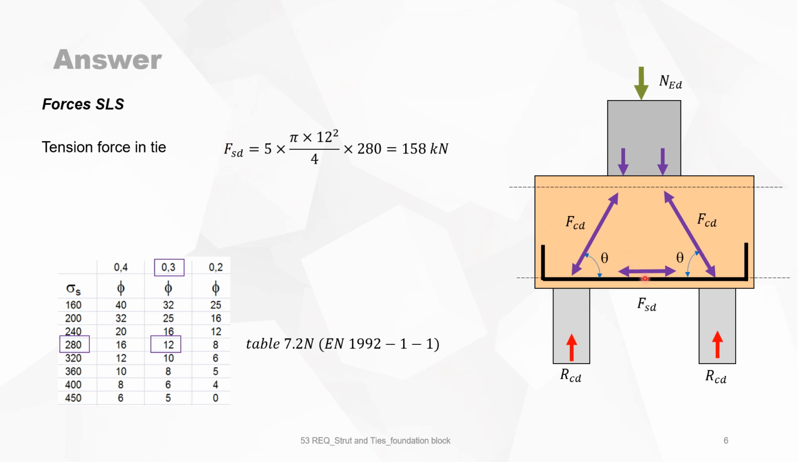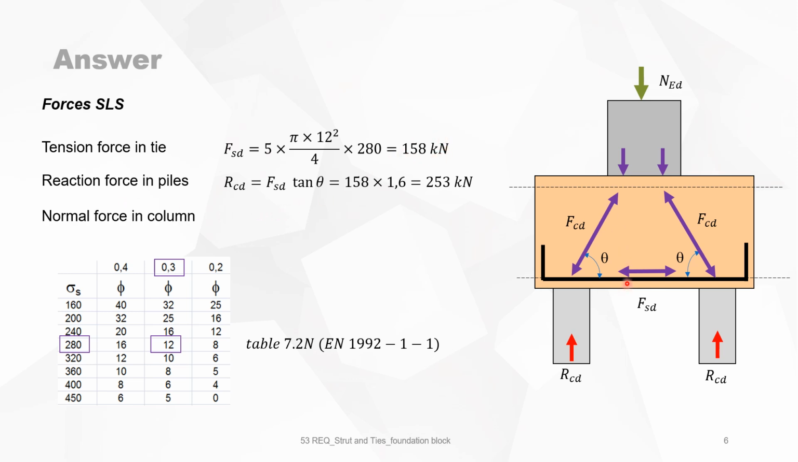So the total force in SLS in the tension reinforcement is the total area of reinforcement multiplied by the 280 stress, which gives you 158 kilonewton. Reaction force in the piles, again, is this tension force multiplied by the tangent of theta and gives you 253 kilonewton. And then we can go to the normal force in the column, because the sum of those two must be in equilibrium to the normal force of the column, and is equal to 506 kilonewton.